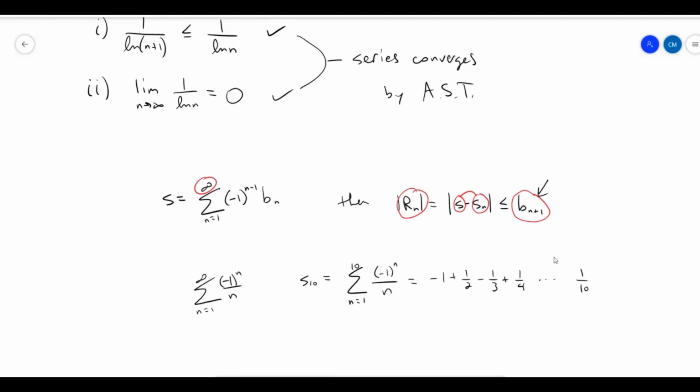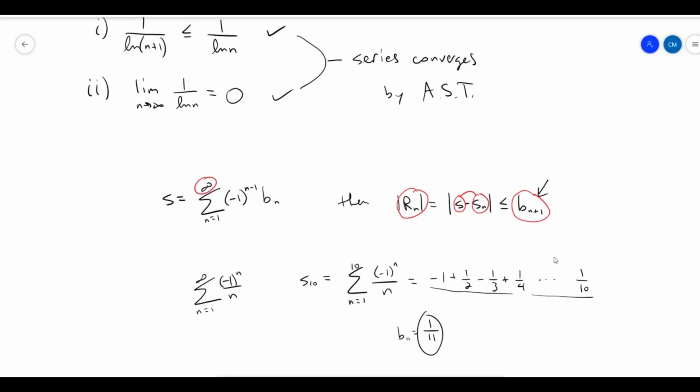And so what is b11 in this case? b11 is 1 over 11, right? And so what that's telling us is that if I add up these first 10 terms here, I'm going to get some number, right? How close is that number going to be to the actual sum of the series? Well, according to this theorem, it's going to be within 1/11th of the actual sum of the series. Okay, so that means that whatever that sum actually is, I'm going to be plus or minus 1/11th away from the actual sum. If that makes sense.